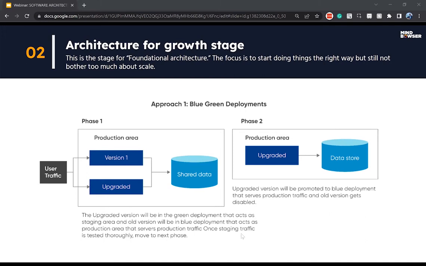So in prod, there is another scenario for canary testing. In prod, we'll have both versions at the same time, the old version and the new version. The new version will have a certain amount of traffic, and the old version also will have a certain amount of traffic. Once we test the new version thoroughly, we'll make this new version the final version.